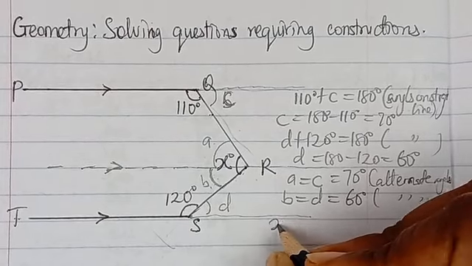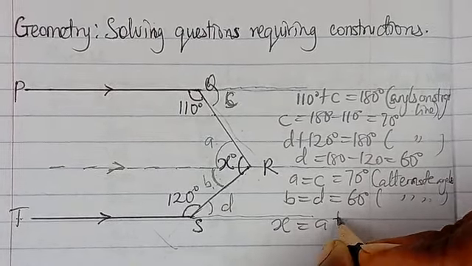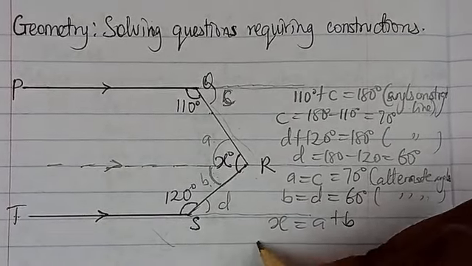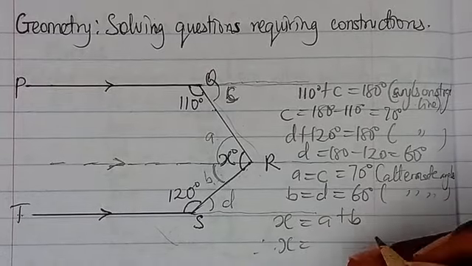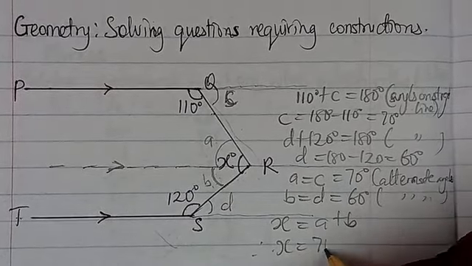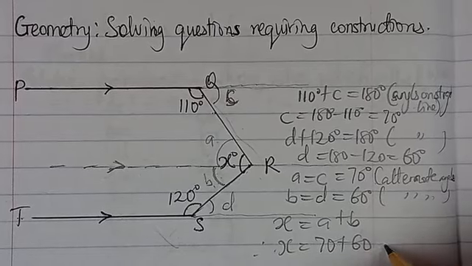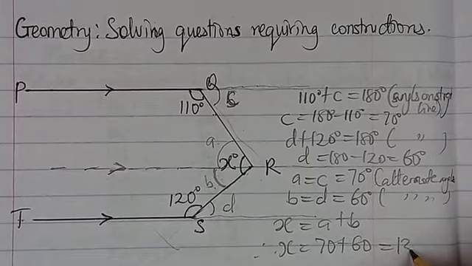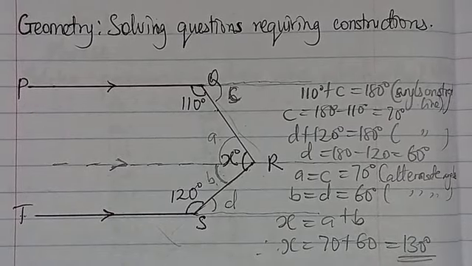We have that angle X is equal to angle A plus angle B. Therefore, X is equal to angle A, which is 70, plus angle B, which is 60, which is 130 degrees. And that's all.